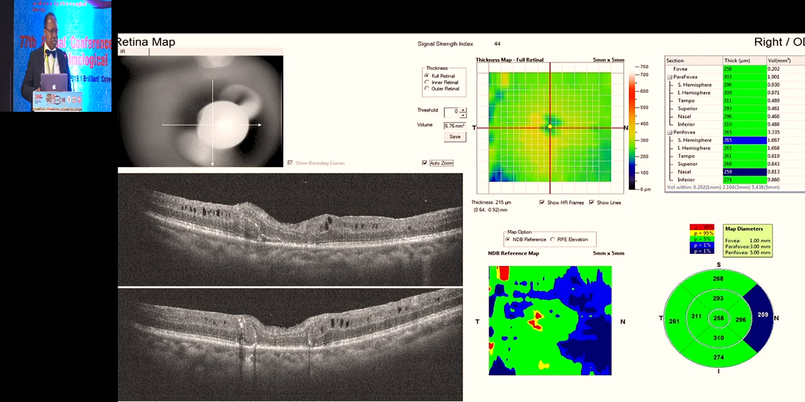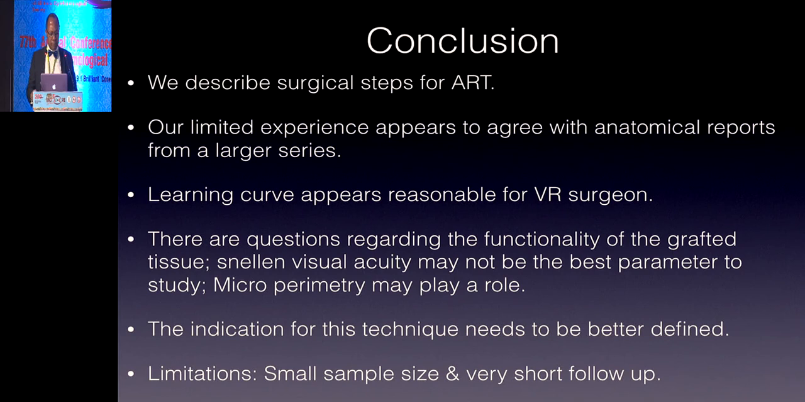So in conclusion, we described surgical steps for ART. Our limited experience appears to agree with the anatomical report from a larger series. The learning curve appears reasonable for every vitreoretinal surgeon. In fact, for me, this was my very first patient, and you saw the video, the very first patient after a failed one. The learning curve here actually seems to be better than it took me to learn to do a proper ILM peel. So the learning curve in ILM peel actually may be more difficult than doing an ART.